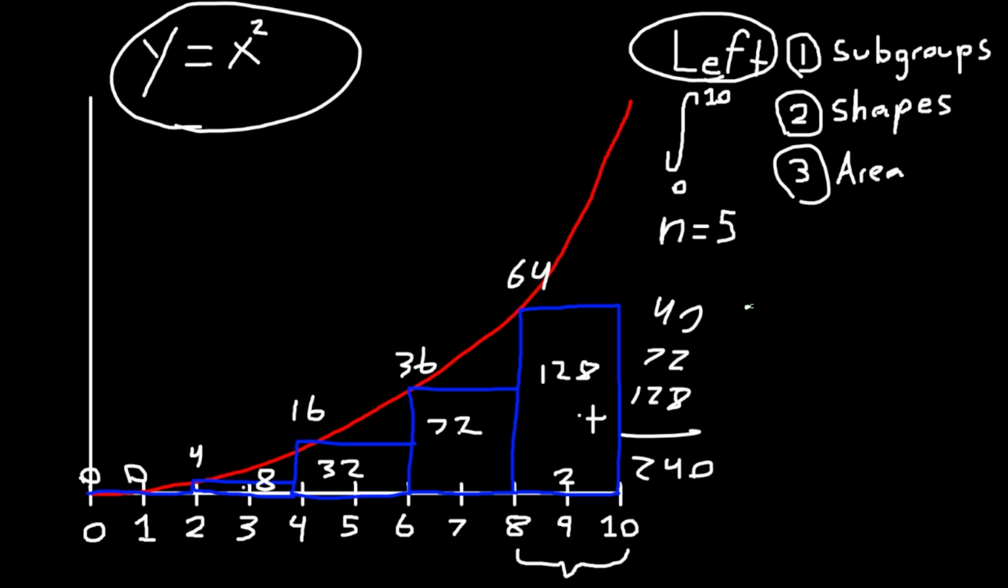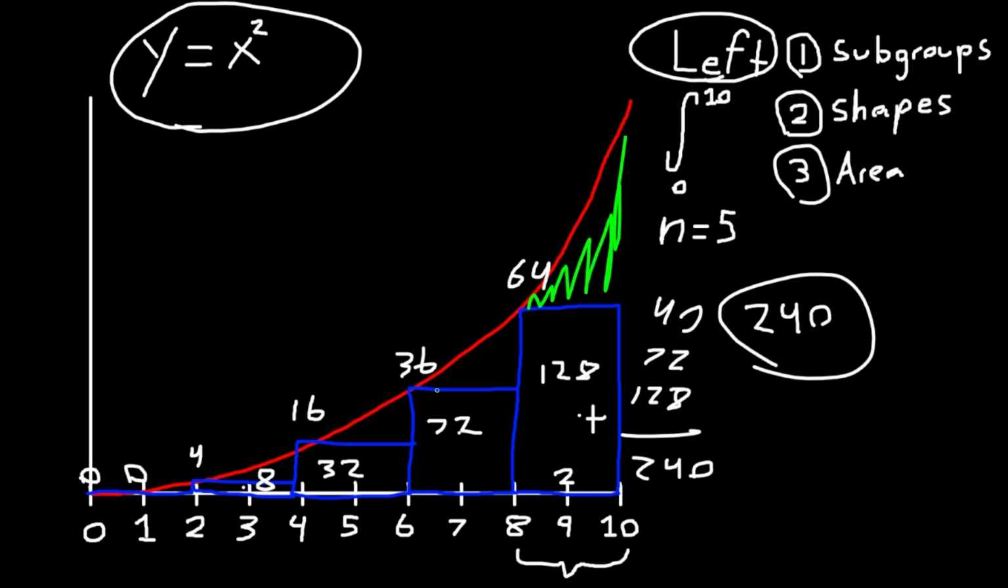So that is our approximation for a left Riemann sum. And keep in mind, this is an approximation because we're not accounting for this area underneath the curve.